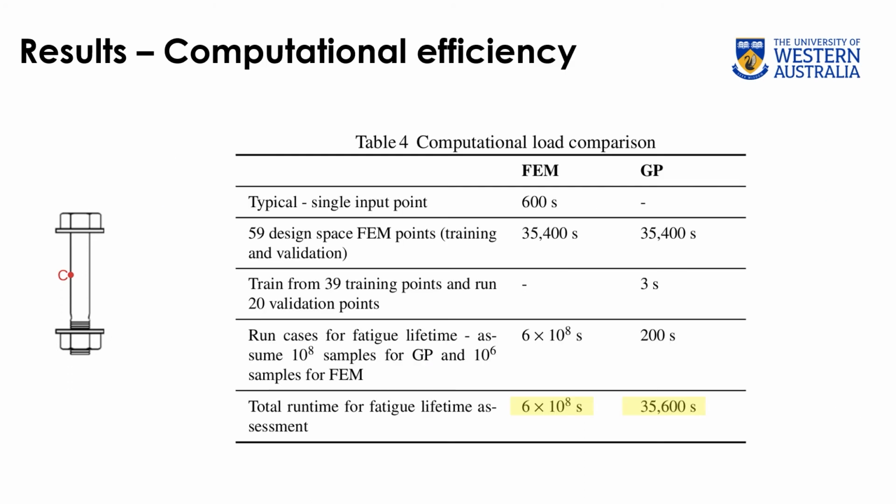The table presented here summarizes some metrics for the training and validation computation time of the GP surrogate model compared to the runtime of the FEM simulations. Computational runtime metrics are provided in seconds of wall time and assume no parallel computation. The GP surrogate model shows a potential speed up of 16,000 times over the FEM simulations for fatigue lifetime assessment. See the paper for further detail.